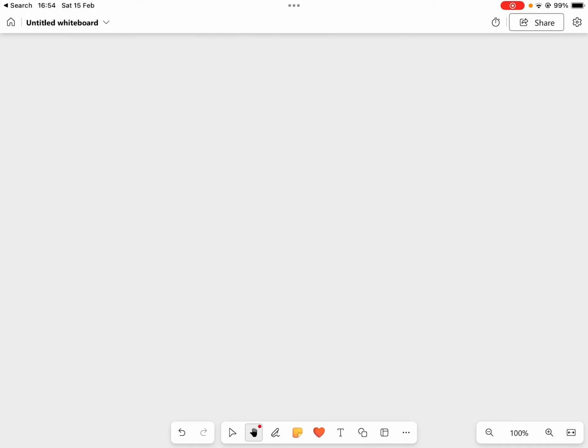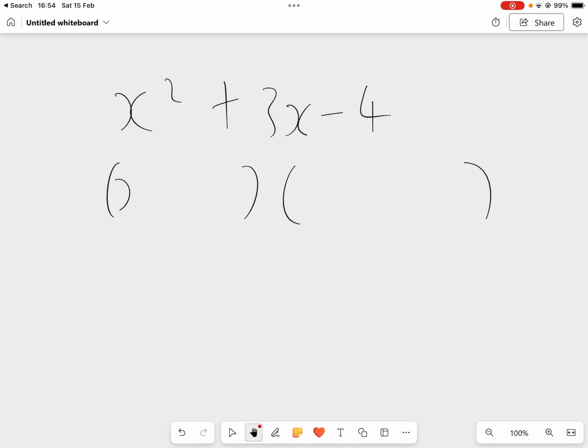Now let's say you are given x squared plus 3x minus 4. We're going to open our two brackets like this, and then write an x and an x. Now we look at the last term. Since its sign is negative, the signs in the brackets are not going to be the same. So we're going to have a positive and a negative, which we already know.